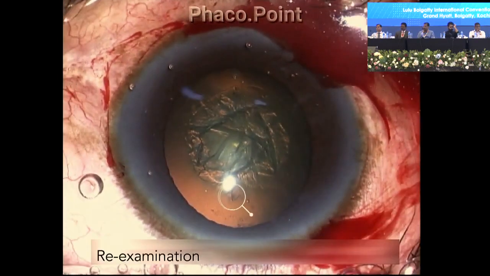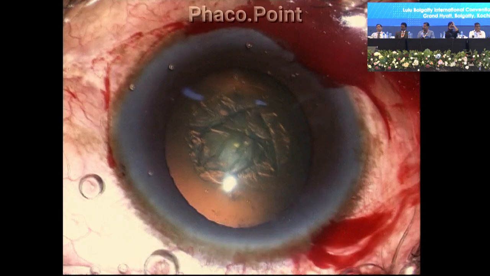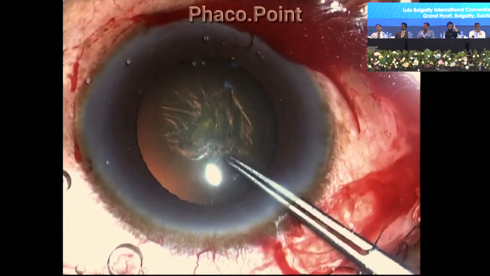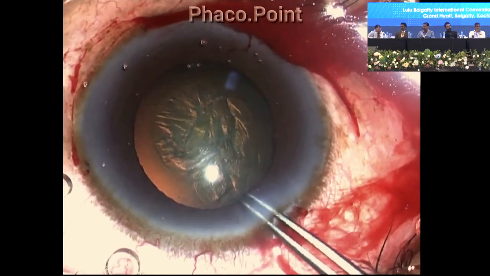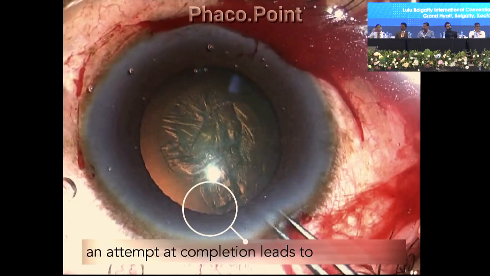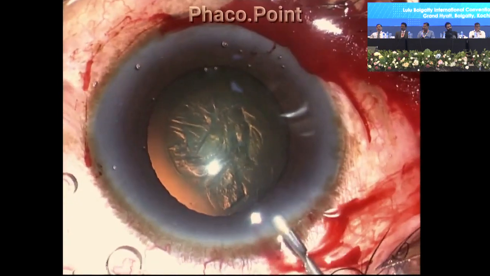On taking a closer look, we found an extension of the tear in an outward direction. This torn edge was then held with the help of a utrata forceps and we tried to propagate the tear. But alas, this attempt resulted in a rhexis runoff to the periphery.